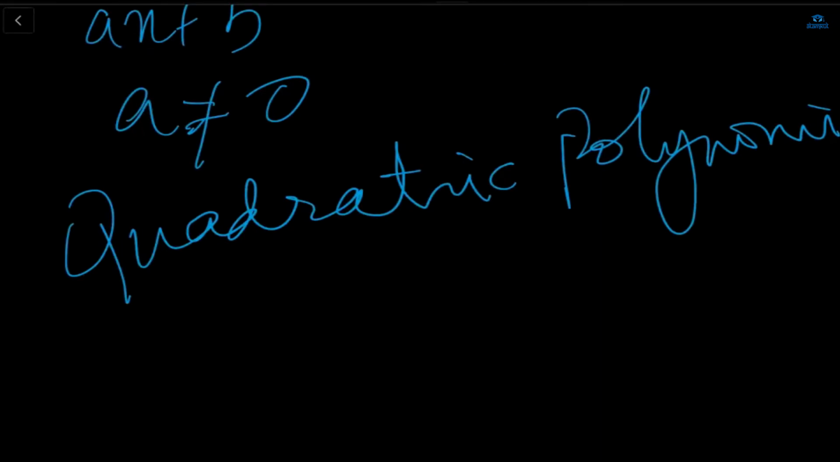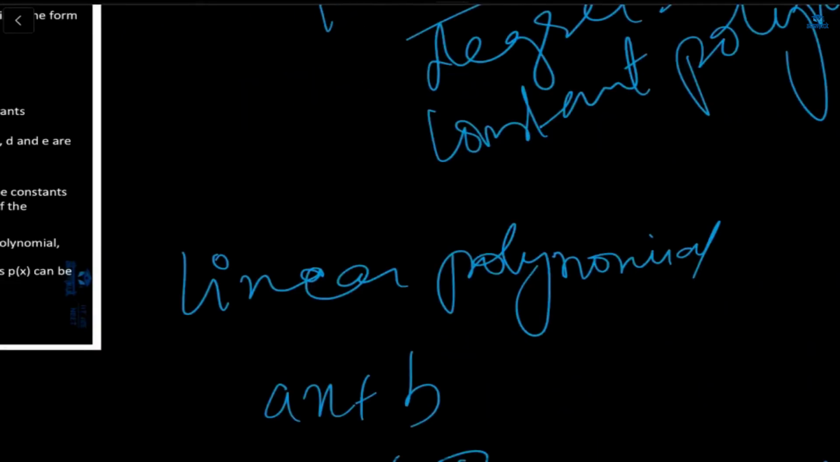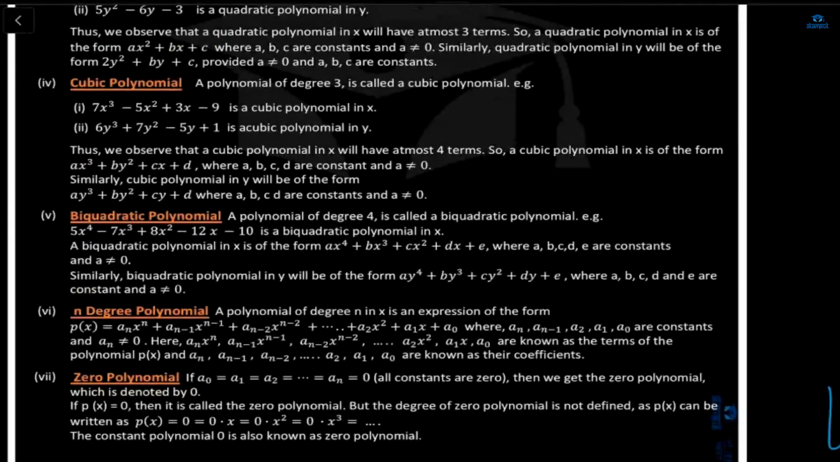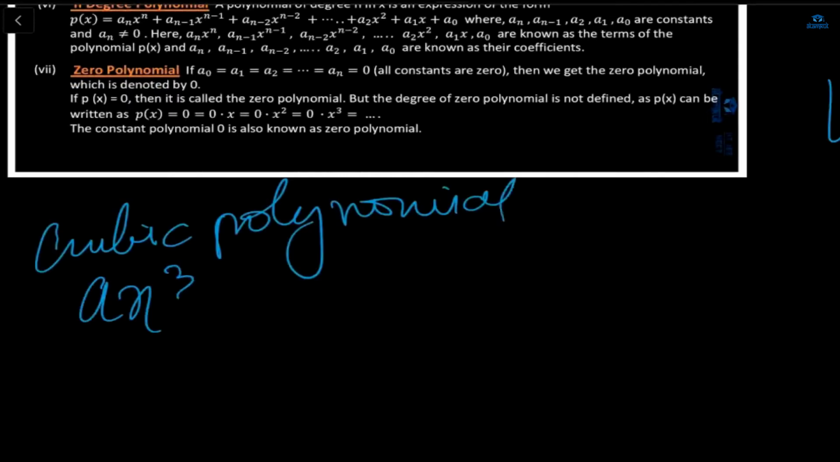A quadratic polynomial will be of the form ax squared plus bx plus c, where a should not be equal to 0. The highest power coefficient should not be equal to 0. Similarly, a cubic polynomial, whose degree is 3, is written in the form ax cube plus bx square plus cx plus d, where a is not equal to 0. Either you write in y or in x, that is a cubic polynomial.